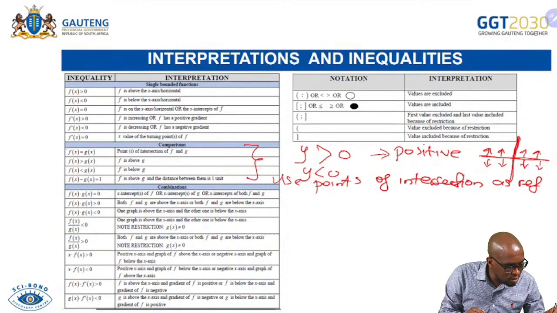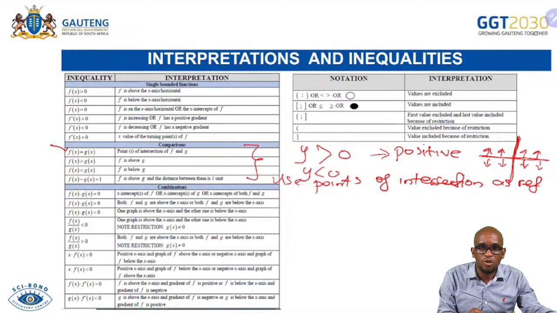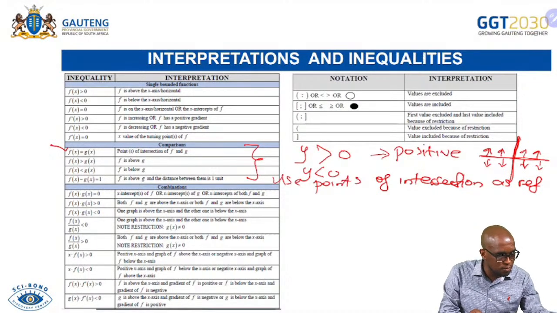We start with where they are equal, and then we say f of x greater than g of x. That is where f is above g. F of x less than g of x, f is below g. F of x minus g of x equals 1 means f is above g, but the distance between them is 1 unit.